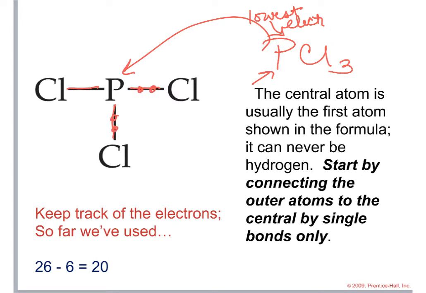So you can see here we have used 6 electrons, okay? 2, 4, 6. We have to find a home for 26 electrons. So we have 20 more electrons to place. So just start tracking them.